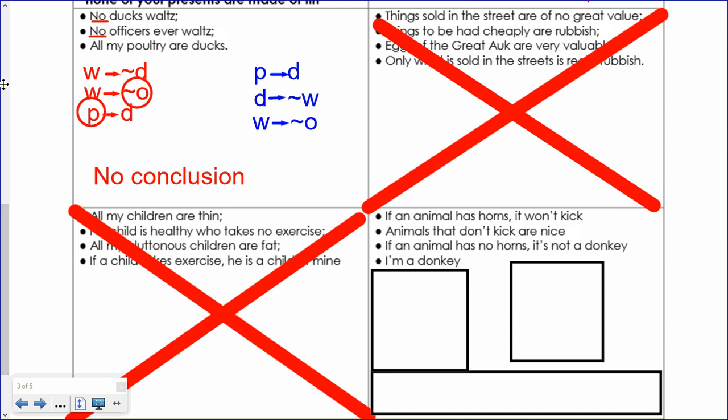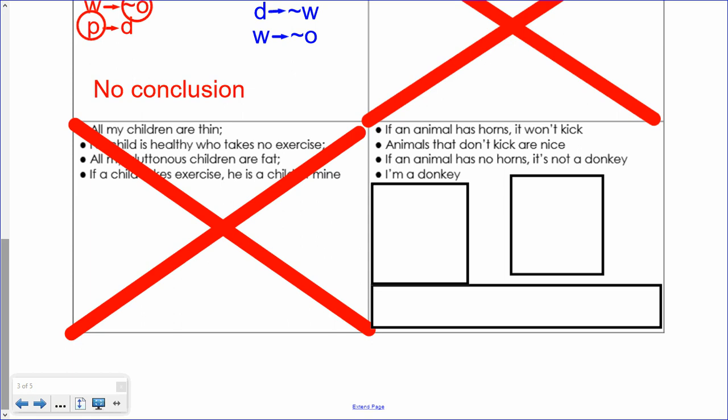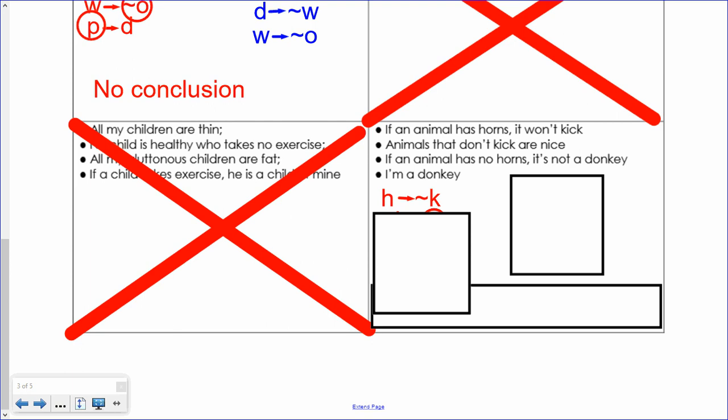Alright. Just a couple more. Alright, this is one that I made up, so I have it mostly in if-then structure, so it's a little bit easier to understand. If an animal has horns, it won't kick. Symbols. H. We're gonna use H for horns. Okay, so it should be has horns, then it doesn't kick. Or won't kick. So H arrow squiggle K.